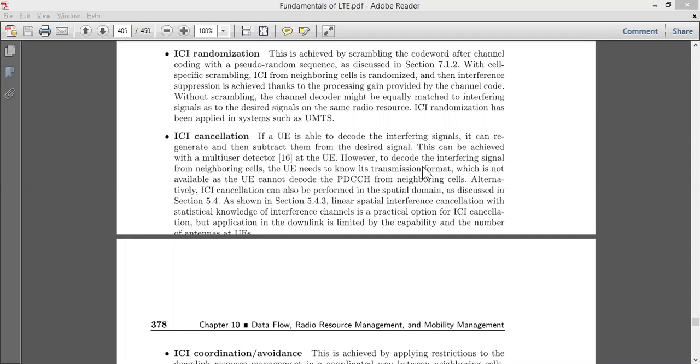Now the alternate mechanism you can use for ICI cancellation is that the ICI cancellation can be performed in the spatial domain.